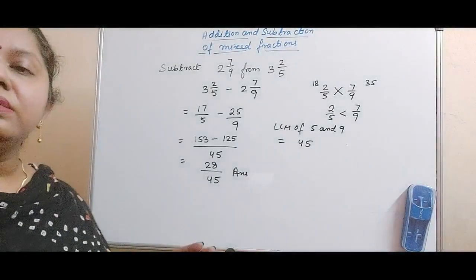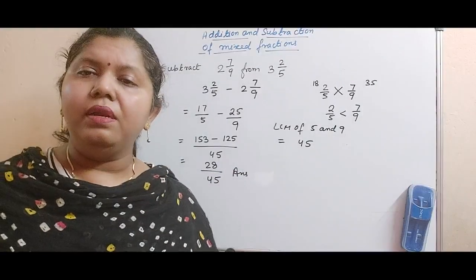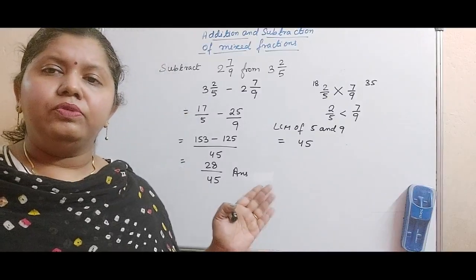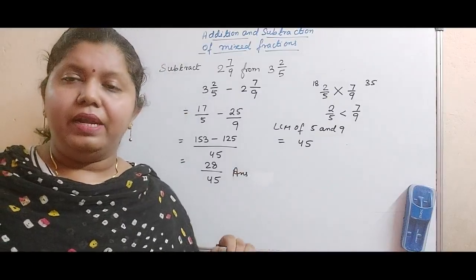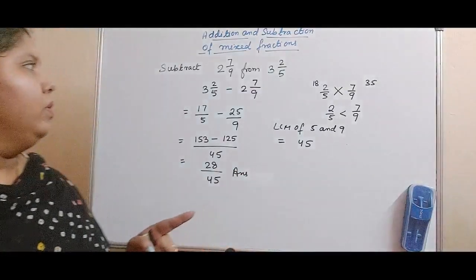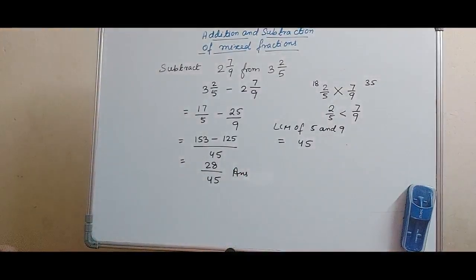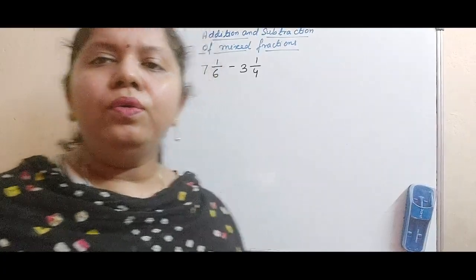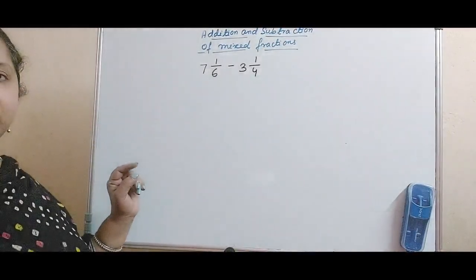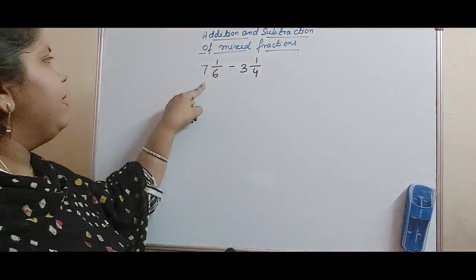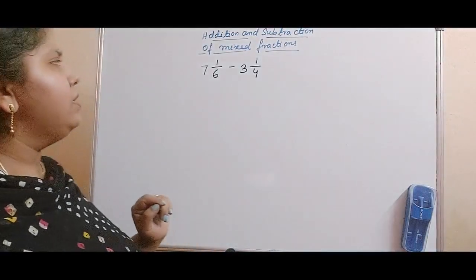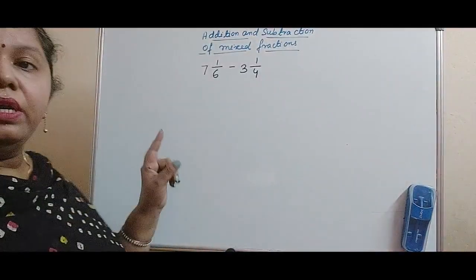Now let us solve one more question which will help you in solving through the alternate method, like we were doing for the addition. We are doing one more example for subtraction of mixed fractions. Look at this: 7 1 by 6 minus 3 1 by 4. How are we going to solve this? We will use the alternate method.